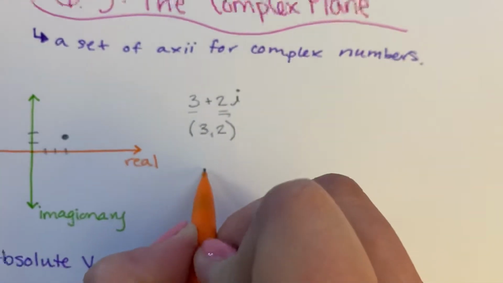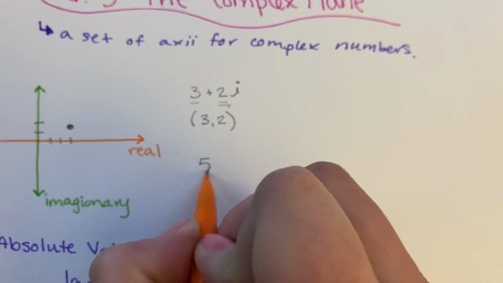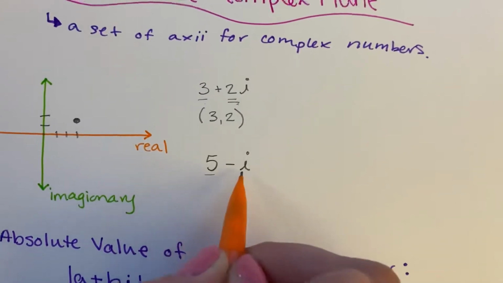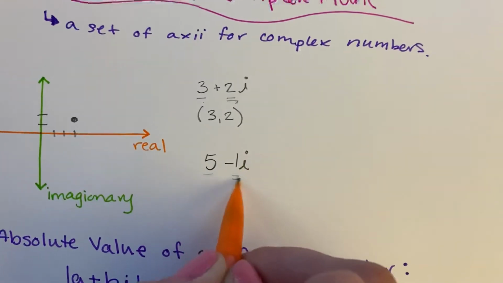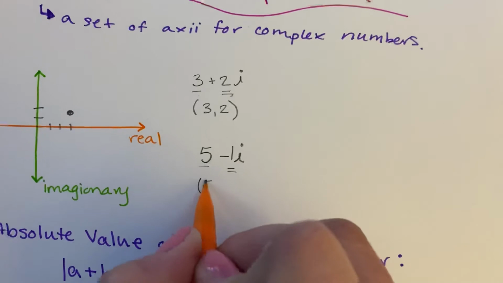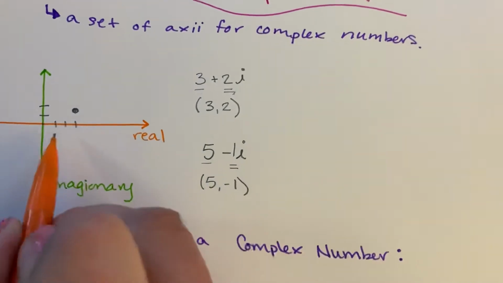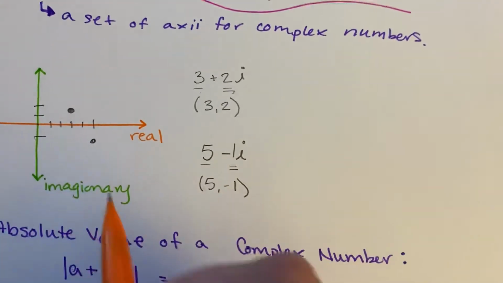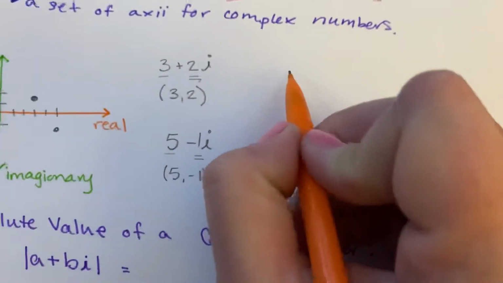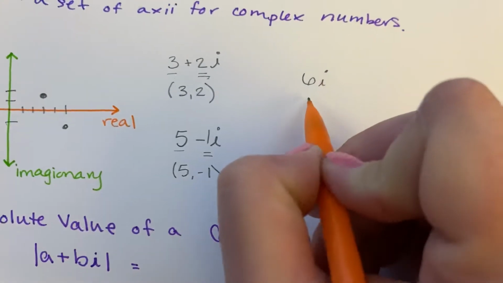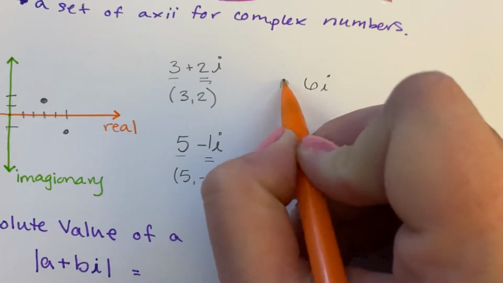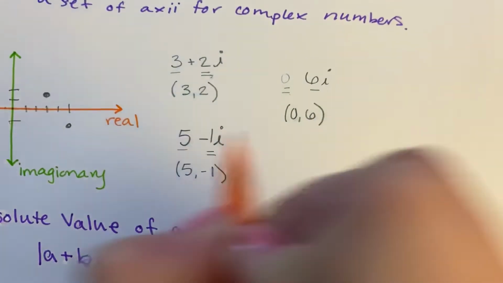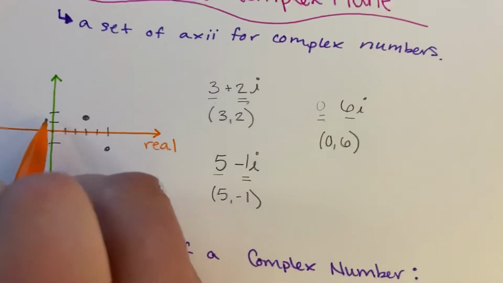If we were going to plot, let's say, 5 minus i, 5 is the real part, negative 1i is the imaginary part, so that's kind of like the point 5, negative 1. So 1, 2, 3, 4, 5 on the real, negative 1 on the imaginary. Or we could plot things like 6i, which is like 0 in the real spot and 6 in the imaginary. 0, 6. So we're going over 0 but up 6.